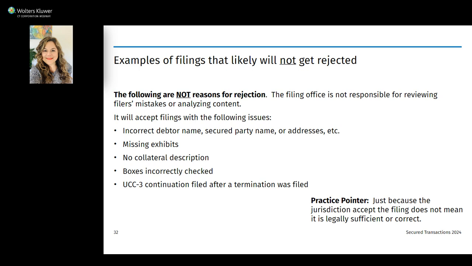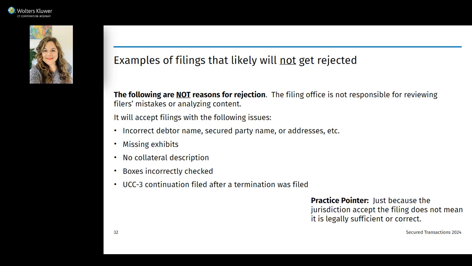Maybe boxes have been incorrectly checked, or when you look at a UCC-3, I just saw one last week where it was an e-filing, and whoever filed it checked two boxes. They checked a termination, and they checked an assignment at the same time. Well, you have to make sure that the record is clear for the next person who's filing. So that was going to have to be cleaned up by, you know, the parties involved.